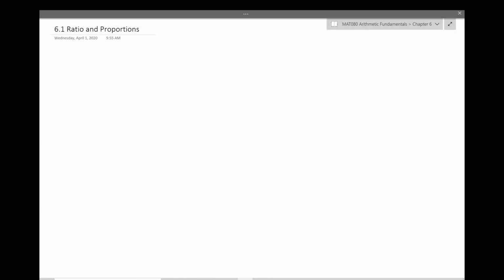All right, today we're going to move into chapter 6, and we're going to talk about ratios and proportions. So let's start off with actually defining what a ratio is. A ratio is the quotient. So it's going to be a fraction, the quotient of two numbers. Okay?